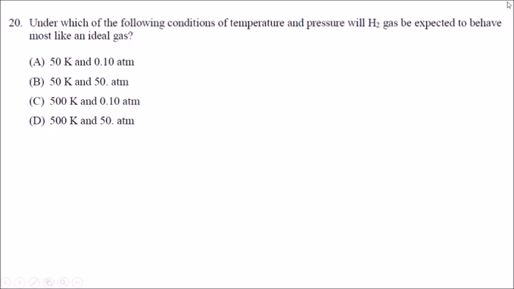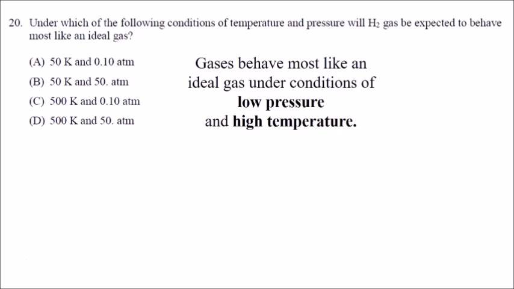In number 20, under what conditions will a gas behave most like an ideal gas? You want to minimize the attractive forces between the molecules. So you want the molecules moving very fast and very far apart. So the best conditions for ideal gas behavior are low pressures and high temperatures. So the correct answer would be C, which has a low pressure and a high temperature.